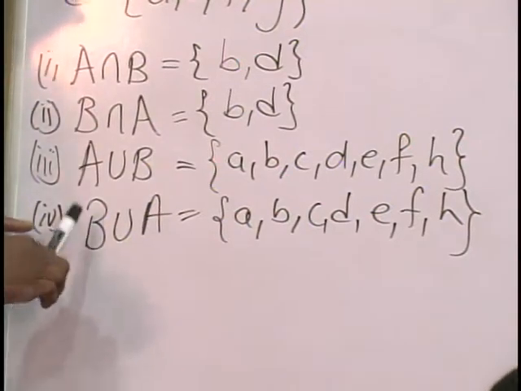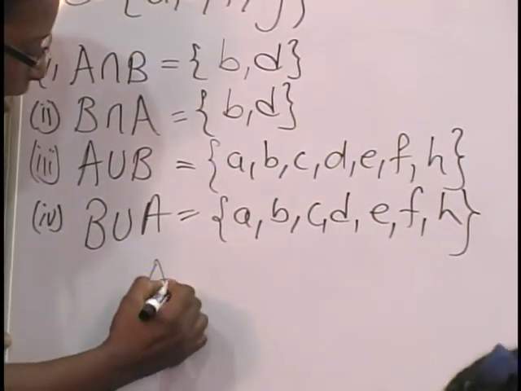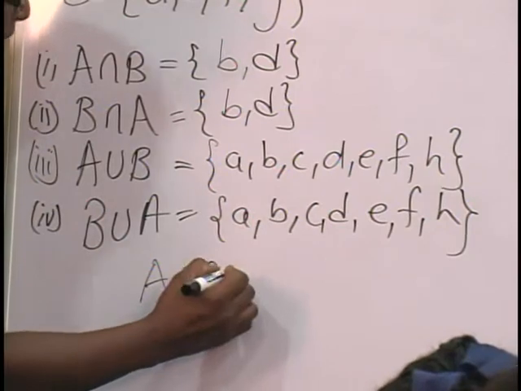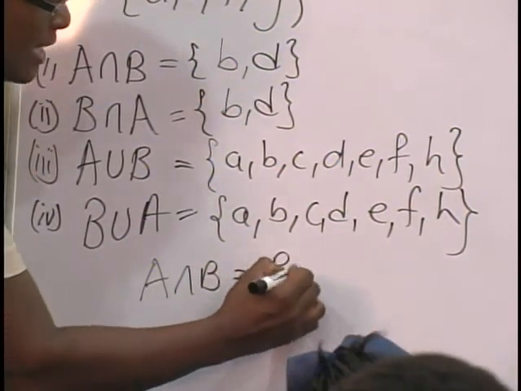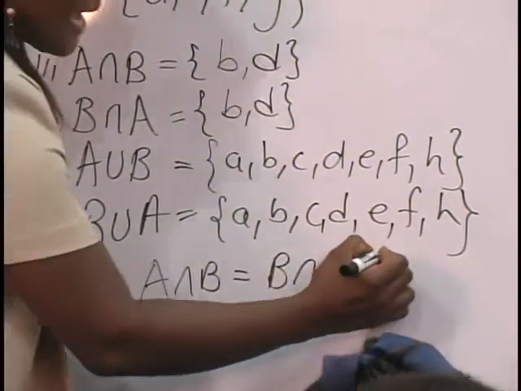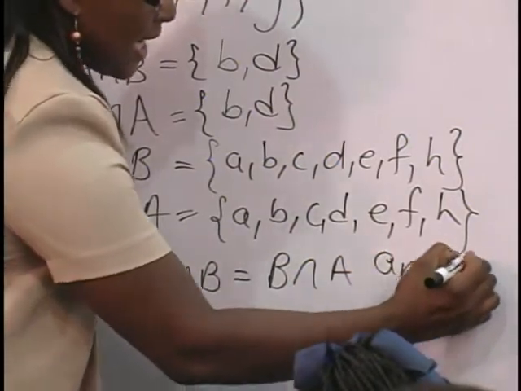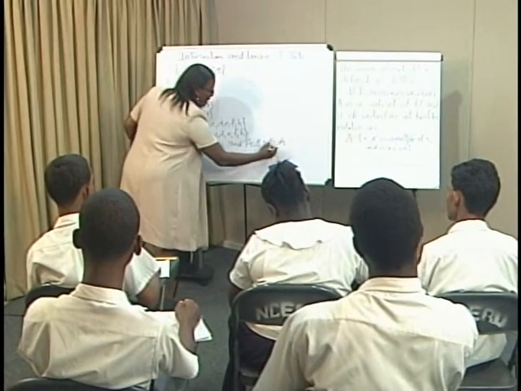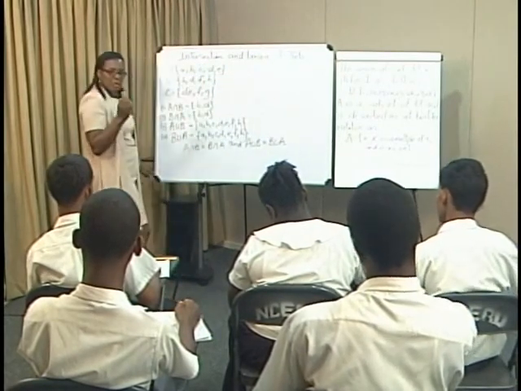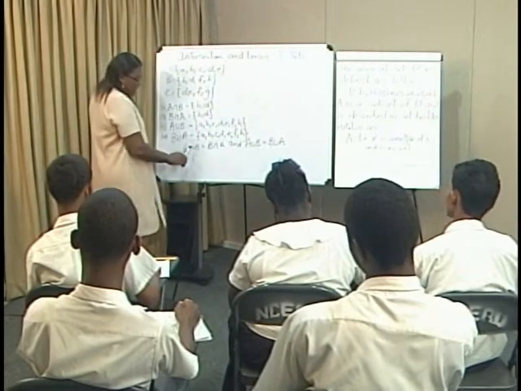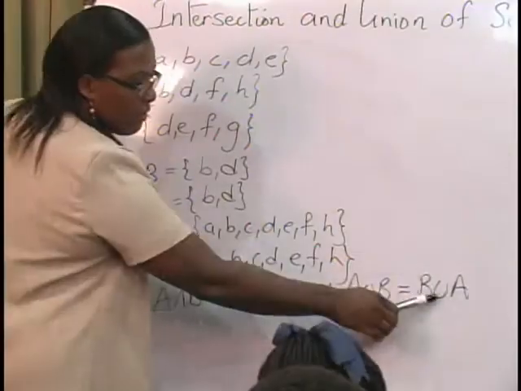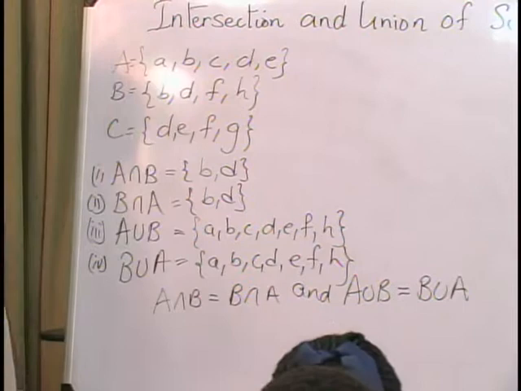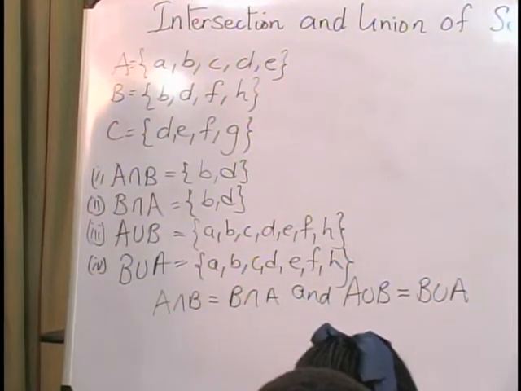And so here we can write that A intersect B is the same as B intersect A. And A union B is the same as B union A. So the conclusion we can arrive at is that the intersection and union of sets are commutative. Good.